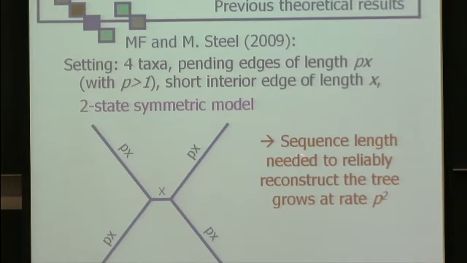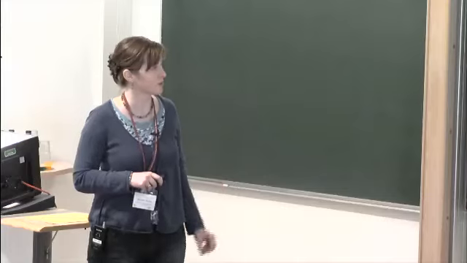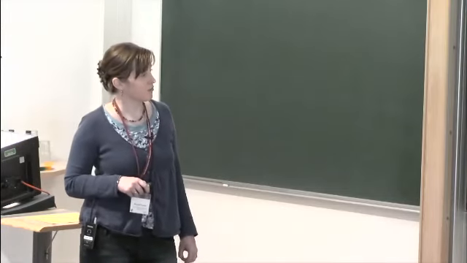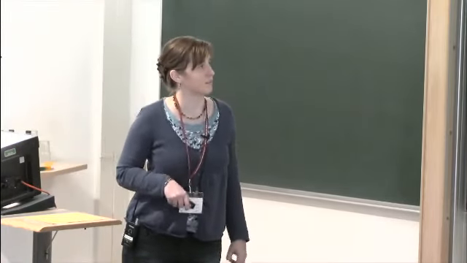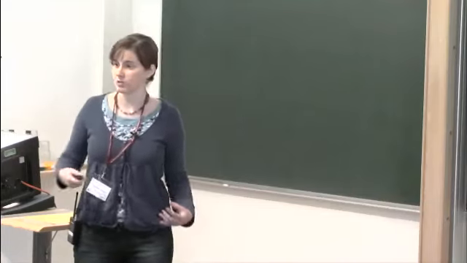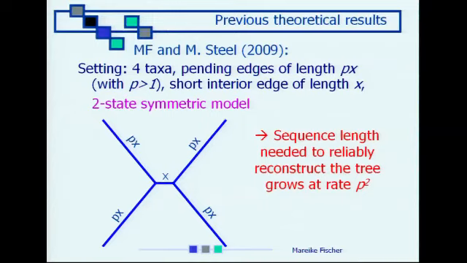Then we figured that the sequence length needed to reliably reconstruct the true tree, where reliably means with some given probability 1 minus epsilon, grows at a rate of p squared. So as p grows, which is more or less equivalent to x getting smaller in the relation, then we need a number of characters on the order of p squared to reconstruct the true tree.